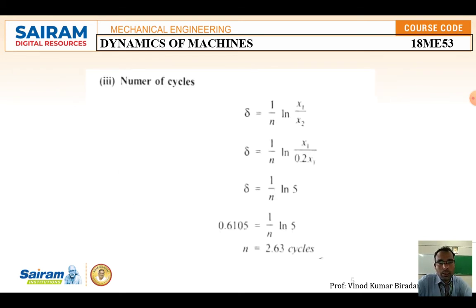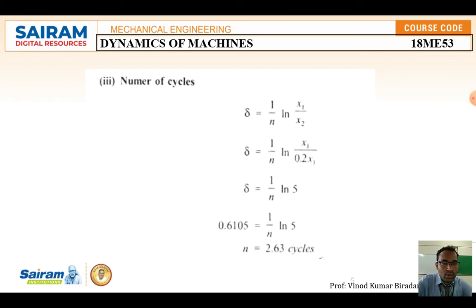Substitute here: delta is equal to 1 by n ln of x1 by x2. Wherever x2 is there, the amplitude is reduced to 20% of the original, so 0.2 into x1. Substitute, and x1 gets cancelled in the ln, leaving 1 by 0.2, which is equal to 5. So delta is equal to 1 by n ln of 5. We already know delta, so substitute delta also. You get the number of cycles n is equal to 2.63.